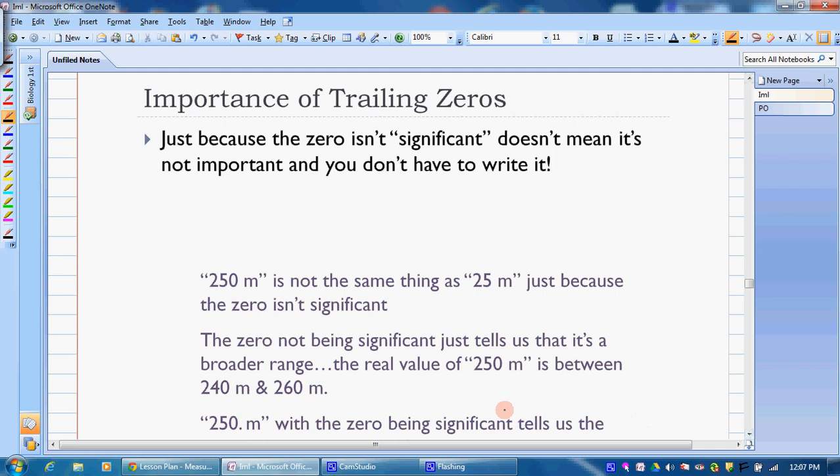Those trailing zeros, just because the zero isn't significant doesn't mean it's not important and you don't have to write it. For example, if we have 250 meters, that is not the same as 25. You can't just drop a zero and not have it there. The zero not being significant just tells us that it's within a range. If it's 250, it's somewhere between 240 and 260. If we drop that zero, it totally changes what we're dealing with.